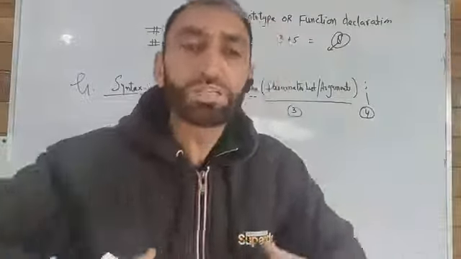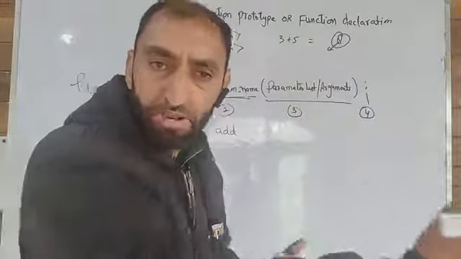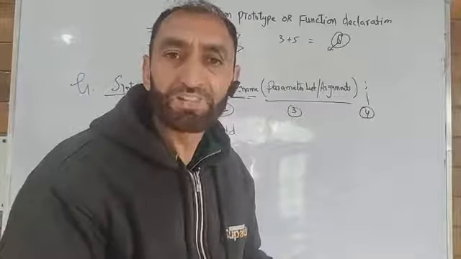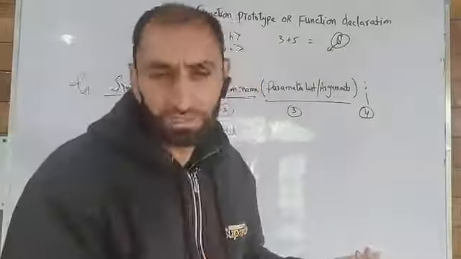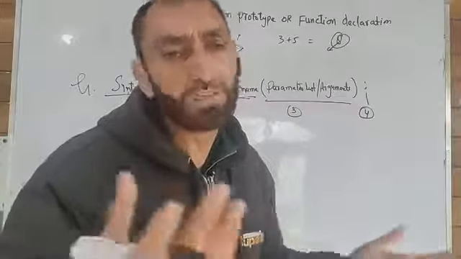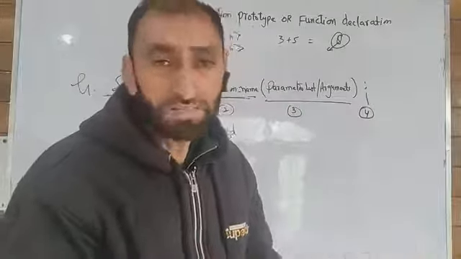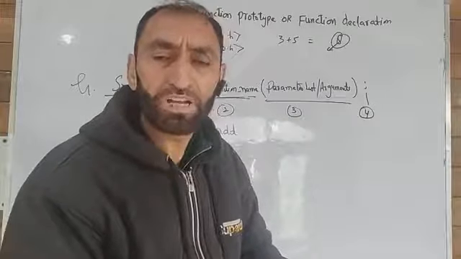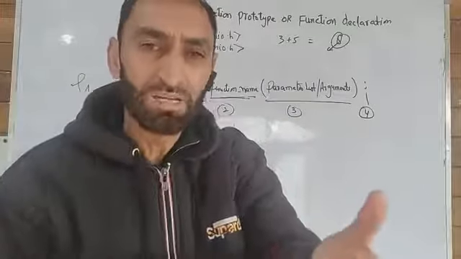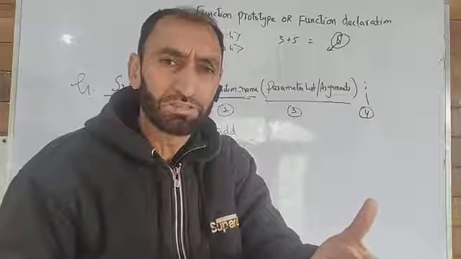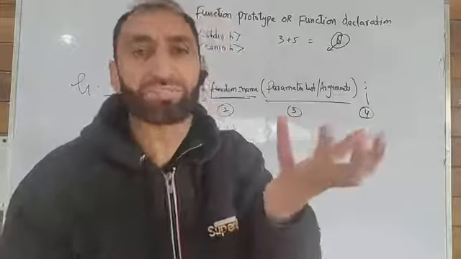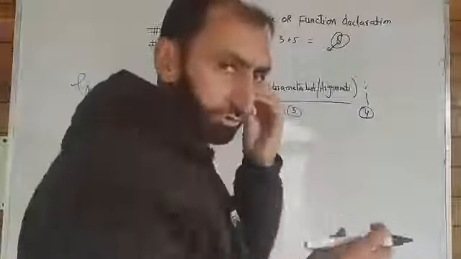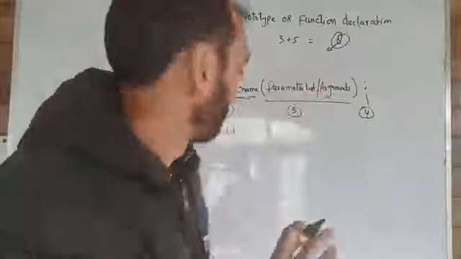If I want subtraction of two numbers, I will name it sub. If I have to multiply two numbers, I will give it mul. If I have to divide, I will give div or any other name. But we should try to give names which are self-explanatory, so that the program becomes readable.